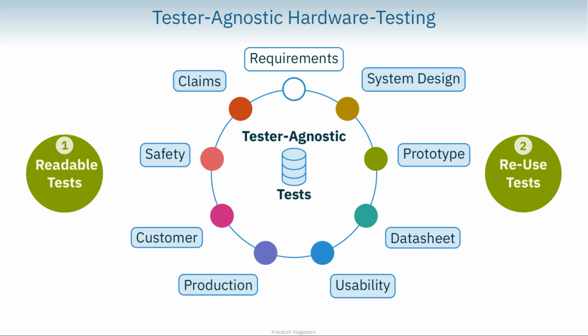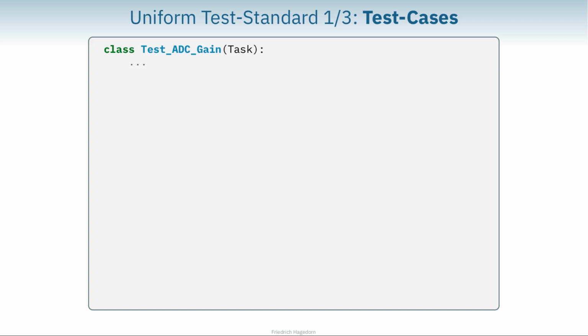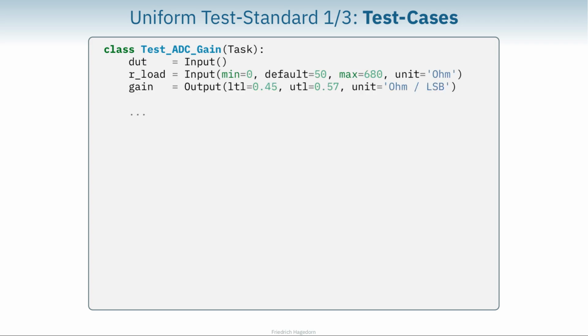This has the advantage that most test cases can actually be prepared and pre-tested quite early in the development cycle. And this will shorten the later development phases, which can save costs. Now I will show you in 3 steps how you can achieve a uniform test standard for the entire product development. In the first step, you create a library with all the test cases you will need for your specific product. Each test case can have both input and output parameters.